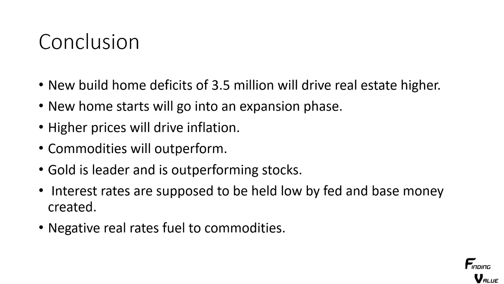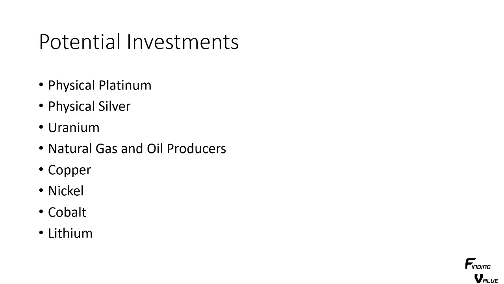It's going to flow to commodities. And that's where the value is telling us where it's at. It's commodities. That's where the value's at. If everyone already owns stocks and no one owns commodities, that money's going to flow out of stocks and go somewhere. It's probably going to be in commodities. And that's usually what the money rotation is. So the potential investments, in my opinion, are these: physical platinum, physical silver, uranium, natural gas and oil producers, and a bunch of base metals: copper, nickel, cobalt, lithium.